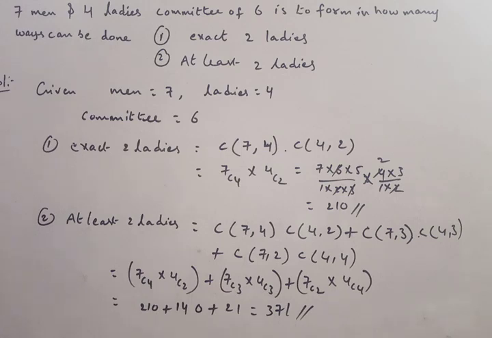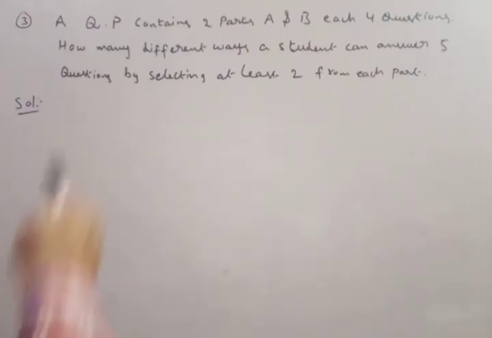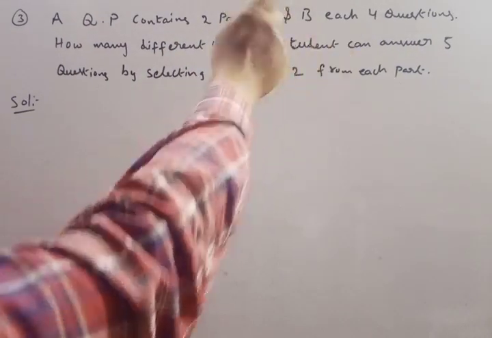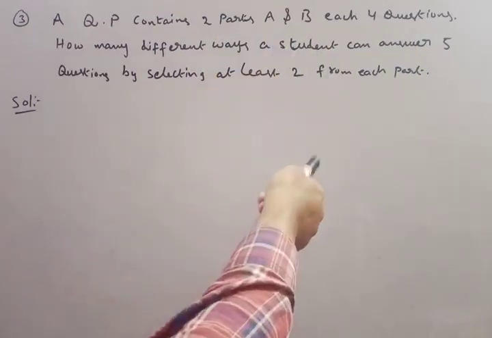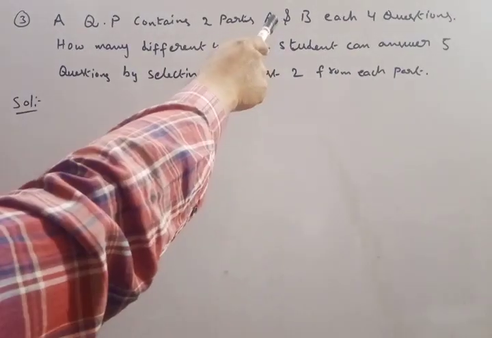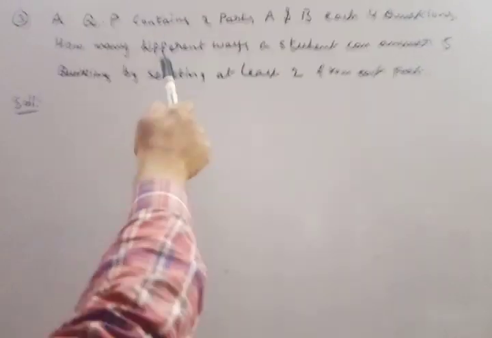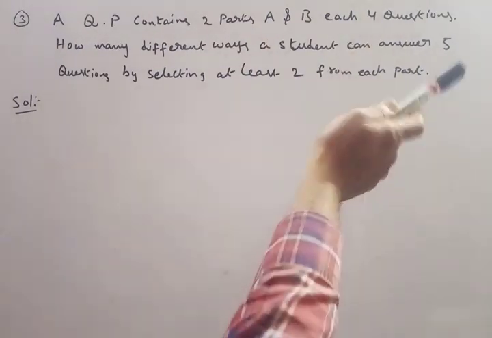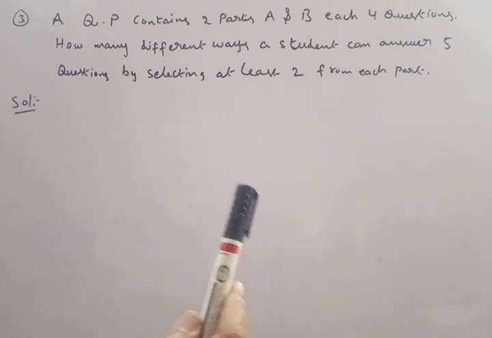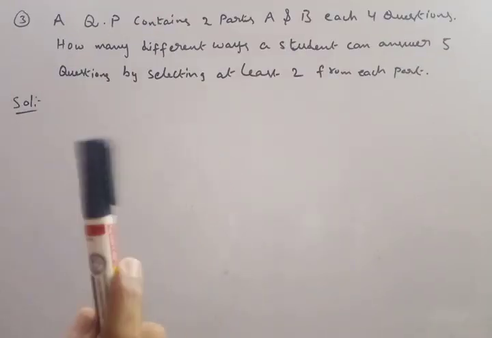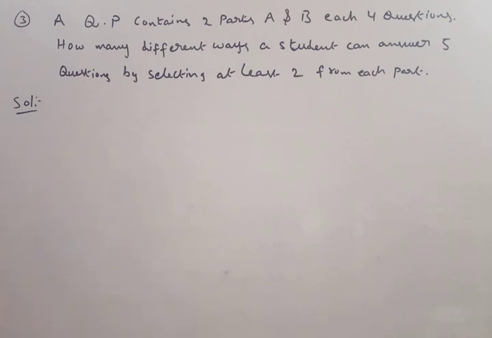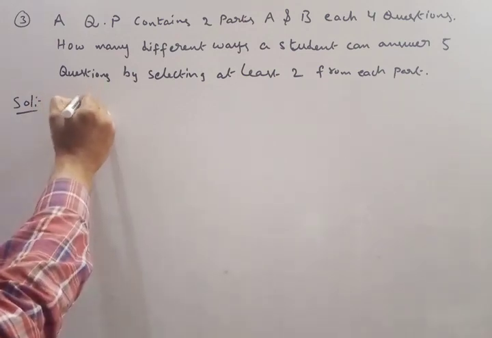Okay. So we will go for another problem. See the next question. A question paper contains 2 parts A and B, each with 4 questions. So this is your live example for every exam. A part contains 4 questions, B part contains 4 questions. How many different ways can a student answer 5 questions by selecting at least 2 from each part? From A he has to write minimum 2 and from B he has to write minimum 2. But in total, 5 questions he has to write. Understand? So the different ways a student can select his 5 questions, right?